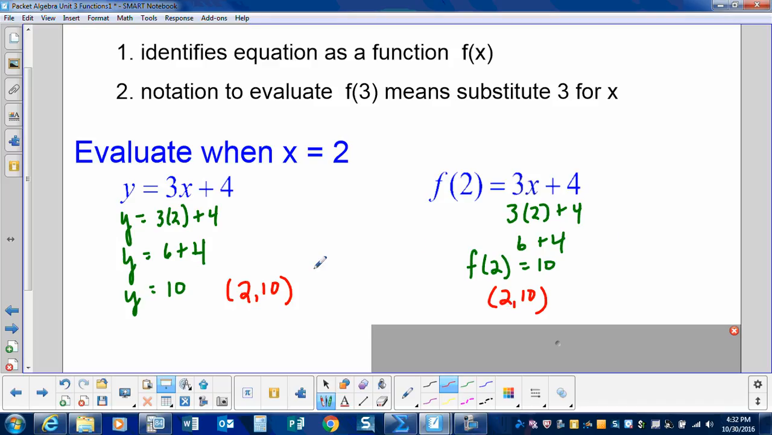So they're very similar. This is just more of an efficient and concise way to write this. And it will give us a notation later in math to perform operations with functions.